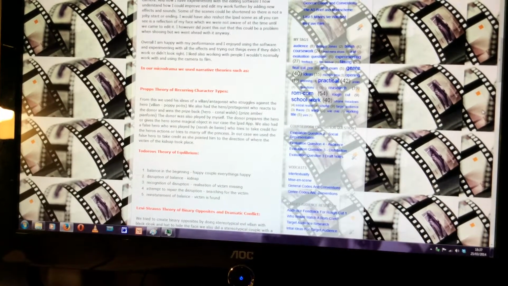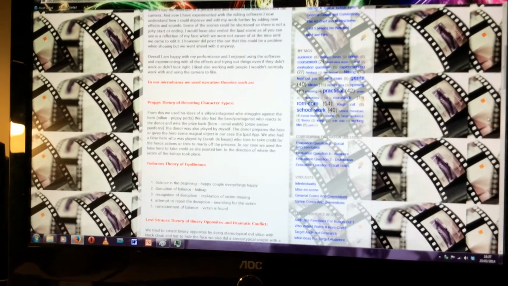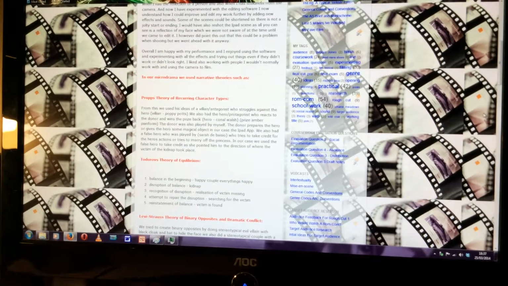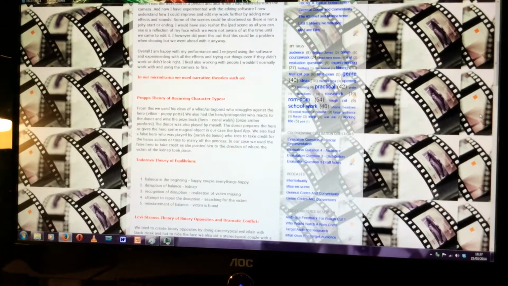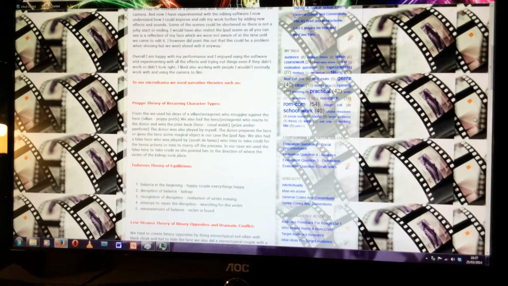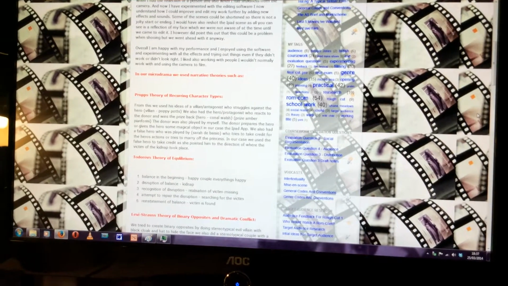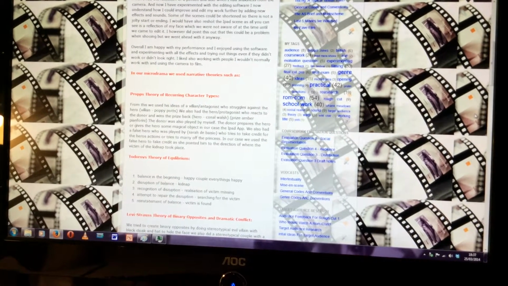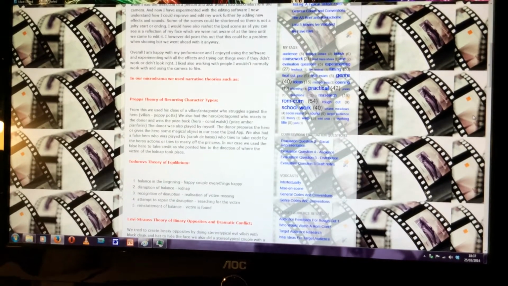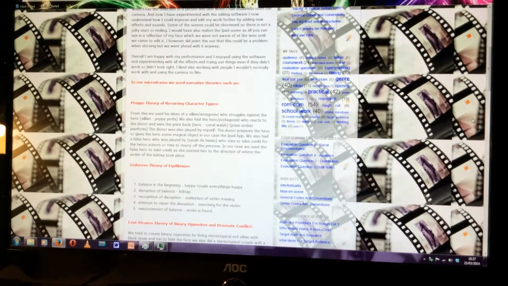We also learned a bit more about the editing, and we could experiment and try things out and see how they looked. So this gave us more confidence on using the software, because at first we were all quite daunted because it looked so complicated, because it's a professional piece of software. We also got audience feedback, and we thought that we could have experimented more using the software, and we could have improved our editing and work further by editing effects and sounds, and some of the scenes could have been shortened so there is not a jolty start or ending.